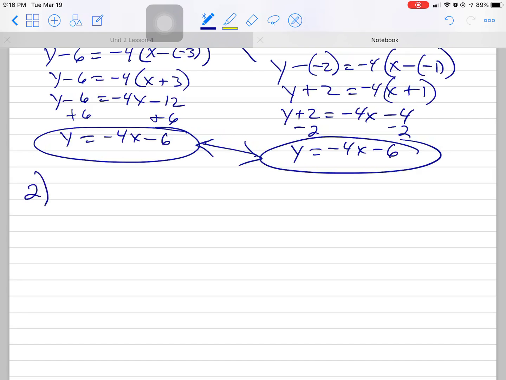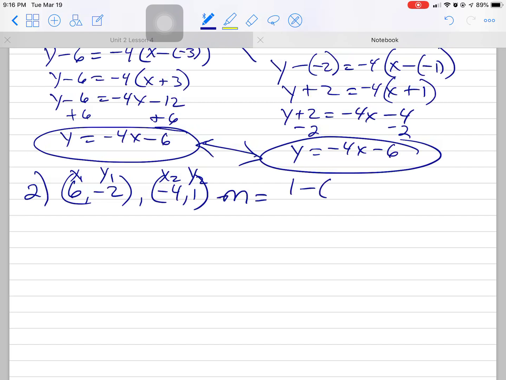For 2, we had 6 minus 2, negative 4, 1. x1, y1, x2, y2, the points (0, 1) and (0, 2). Put my slope together. 1 minus negative 2 over negative 4 minus 6. 3 on top, negative 10 underneath. I think so. I know it doesn't matter which one to pick, so we're just going to stick with this one.